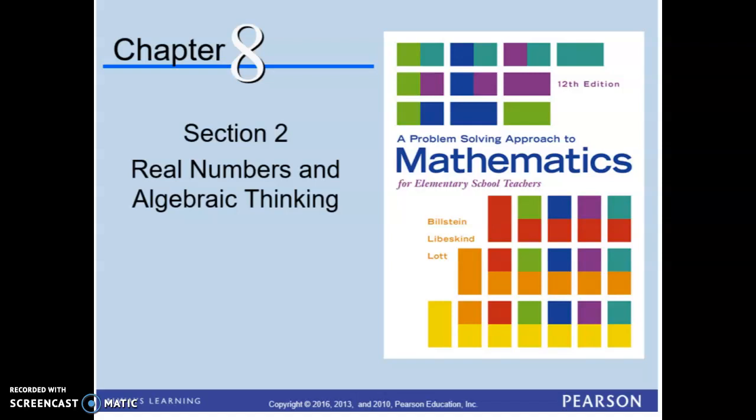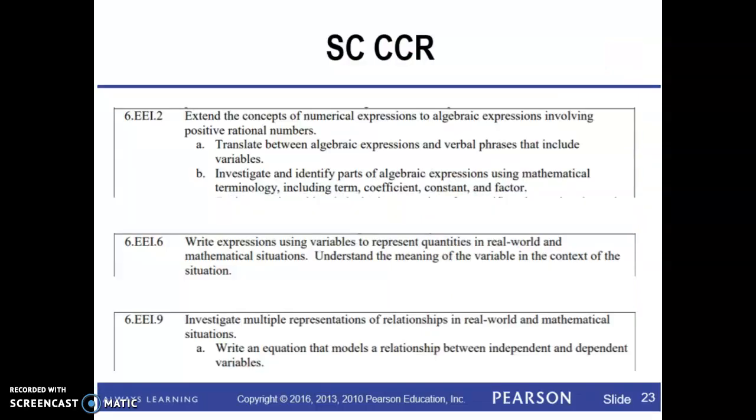In this video, we are going to focus on section 2 of chapter 8, and we're going to take the ideas of real numbers and algebraic thinking, and we're going to focus on expressions with variables. So in the South Carolina standards, a lot of this starts in 6th grade, and you can see that we're looking at numeric expressions and algebraic expressions, and we're starting to look at verbal phrases including variables. So we're going to look at some terminology with that.